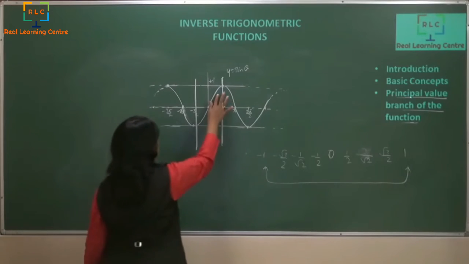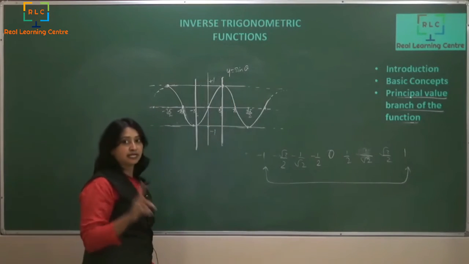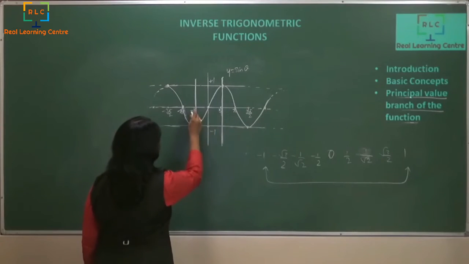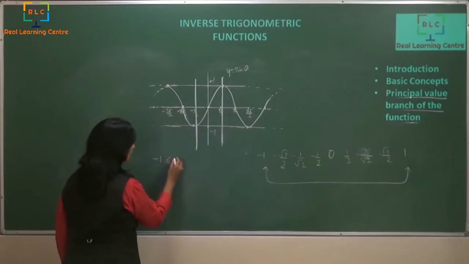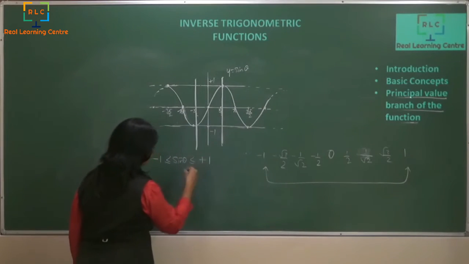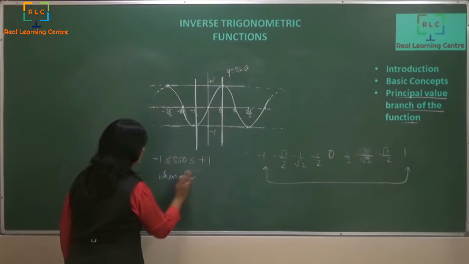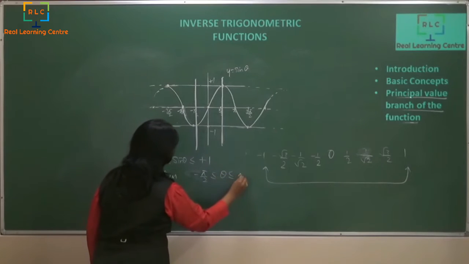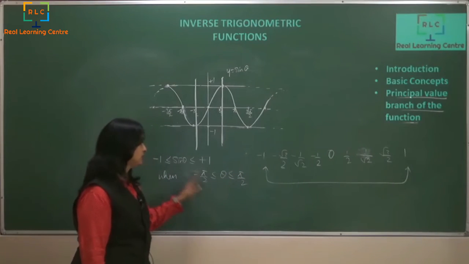So if the y value is to be only one value for every theta, then that has to happen only between minus pi by 2 to plus pi by 2. So minus 1 less than or equal to sine theta less than or equal to plus 1, when theta is in between minus pi by 2 less than or equal to theta less than or equal to pi by 2. Now this is the way we write.